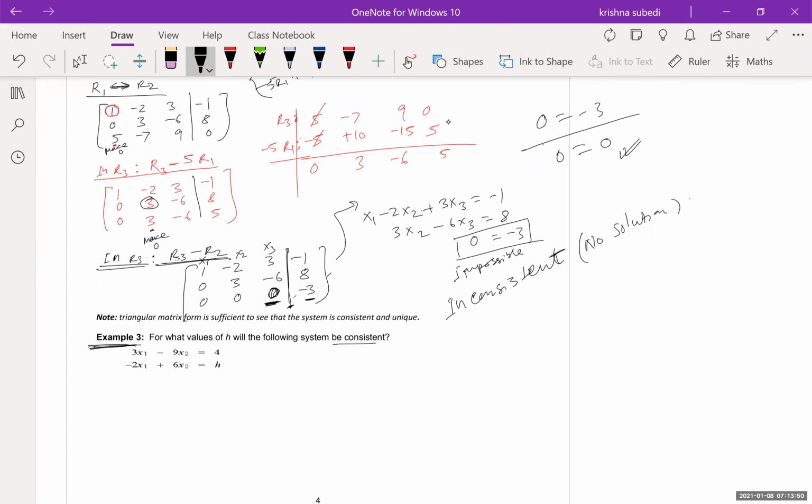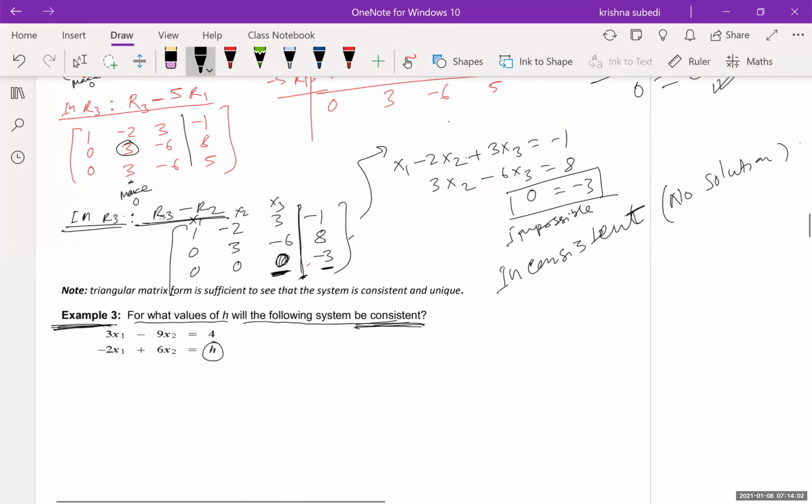Now, example 3, let us find for what value of h will the following system be consistent. We need to figure out what is the value of h that will make the system consistent. Guys, I want you to try this just for fun, okay? Now, first, consider the augmented matrix.